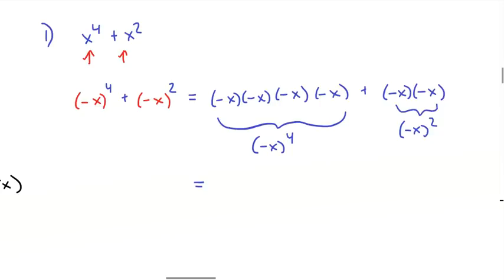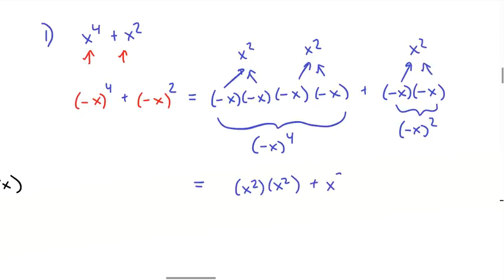So now if we go ahead and simplify this, we know that two negatives will make a positive. So these two negative x's are just going to come out to be positive x squared, and the same thing with these two are going to be positive x squared. So what we're going to have is x squared times x squared, and then these two negative x's multiplied together will also result in x squared. And then we're going to add x squared. Multiplying the two x squareds together, we're just going to have x to the fourth plus x squared.